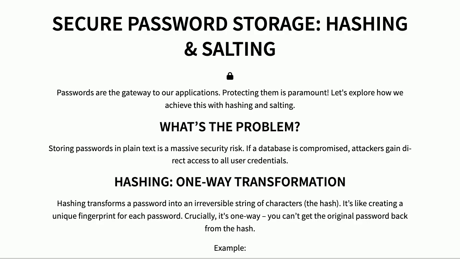And salting adds a random element, a little secret extra to each password before we hash it. This makes rainbow table attacks, where attackers use pre-computed hashes, essentially useless because they need the specific salt for each user. We'll use libraries like bcrypt to handle all this securely and efficiently.